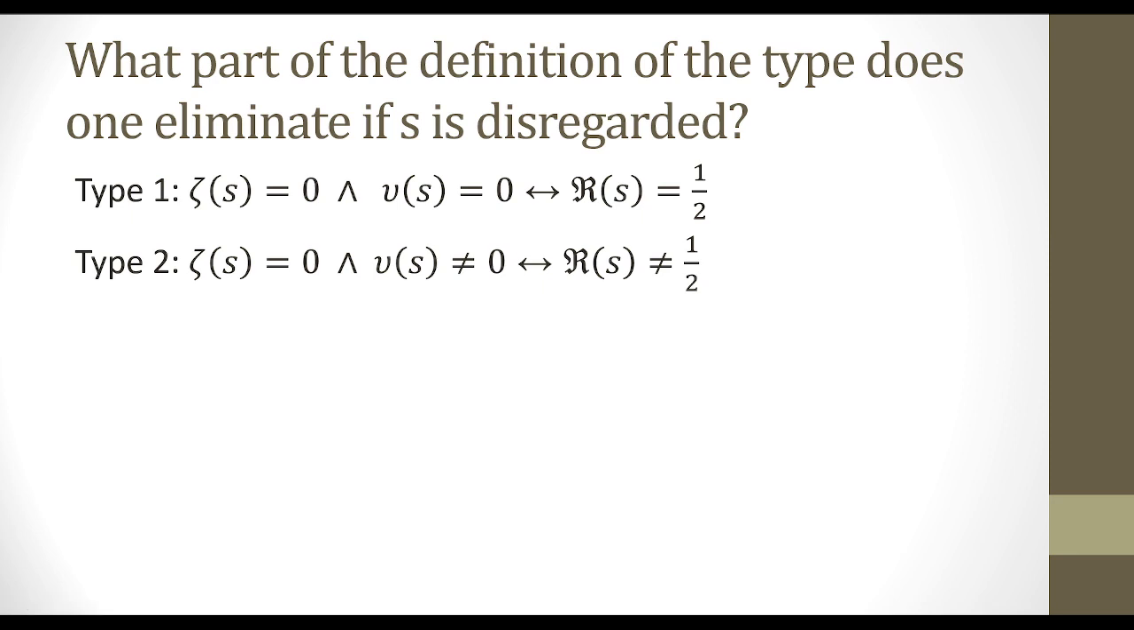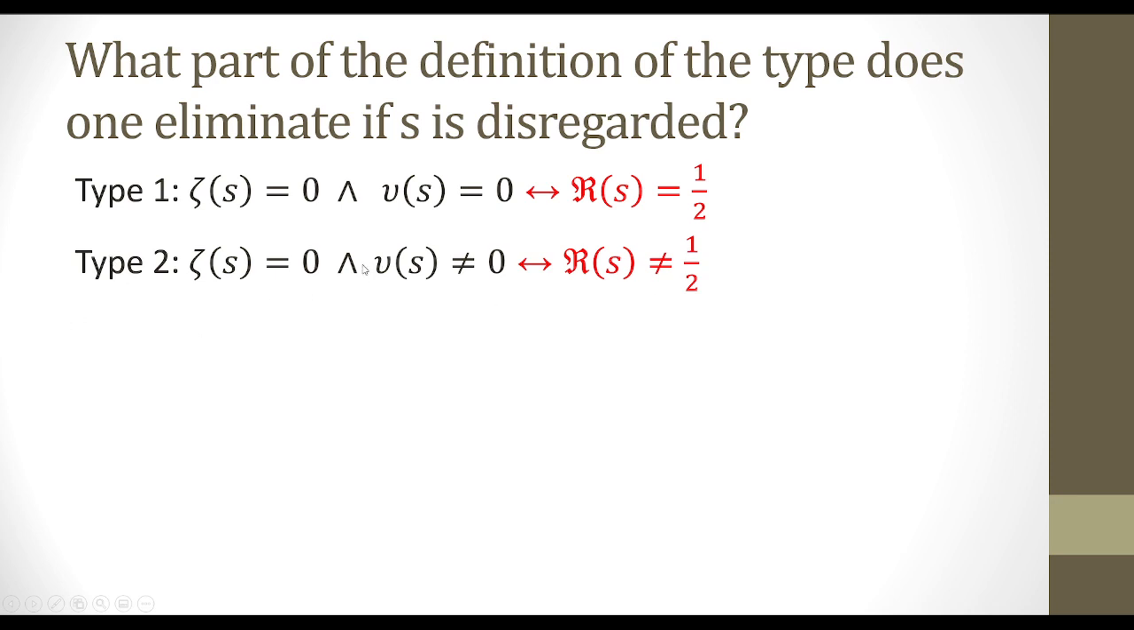What part of the definition of the type does one eliminate if s is disregarded, as those comments were given? We disregard s. What's going to disappear? The real part. And the real part has no solution. We already know that, no one's questioning it. The real part has no solution in the type 2 case. It does for type 1. Those are all the critical zeros. But type 2, we know that if you try to rearrange and solve, basic algebra is going to show you can't get any real part arguments out of type 2.